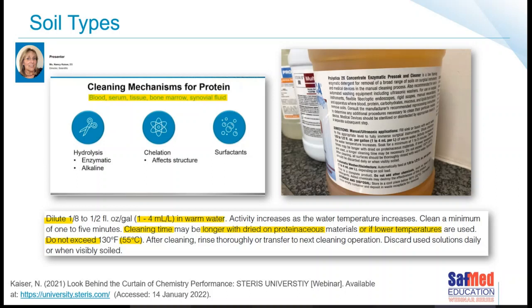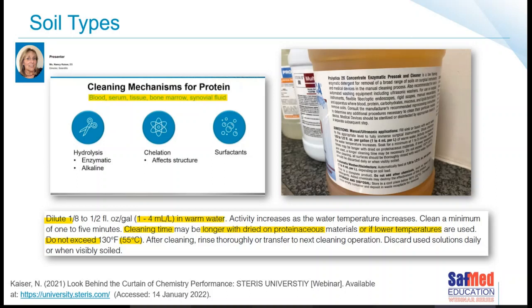The harder we rub and scrub, the greater the potential to damage those instruments. So these enzymes are going to make it so that we don't need to scrub so hard. Enzymes, of course, work better at warmer temperatures, but you have to be careful not to have it too hot, because then you start to destroy the enzymes.